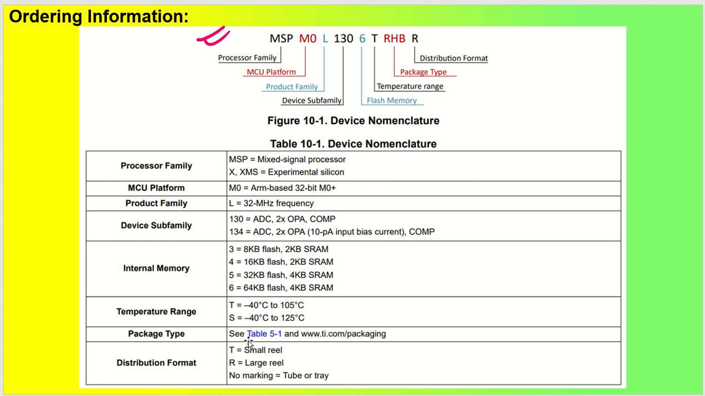For the package type, you can refer to the other table which I showed you just now, the device comparison table, where you can see RHB or DGS or something like that. So if you want to write down the part number of your device, the first will be MSP, next will be M0, another one will be the L series. Then we'll take up 130, not 134. 134 is also there. Understood? Then 130, and then we'll take up the maximum flash memory, which is going to be 64 kilobytes.